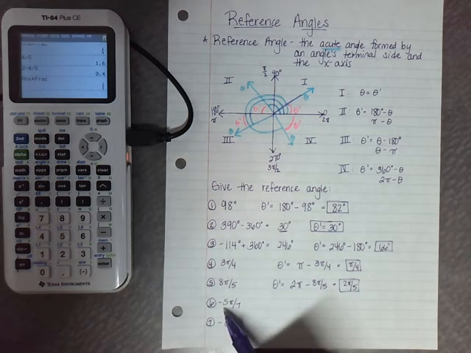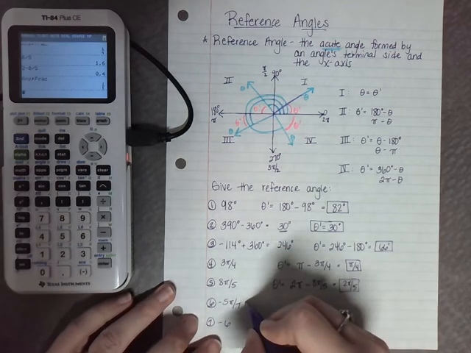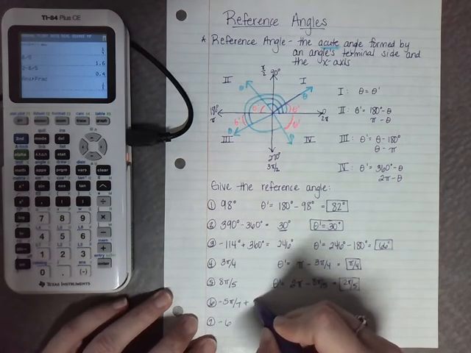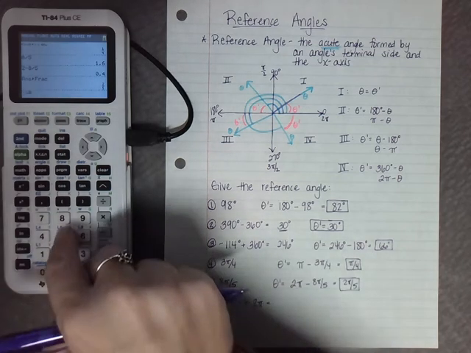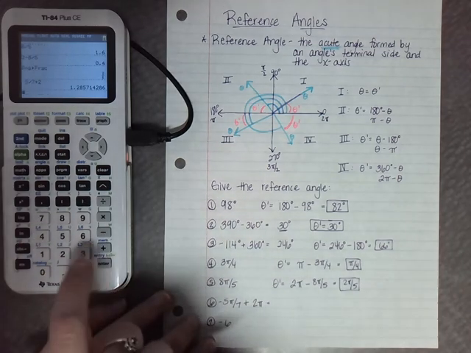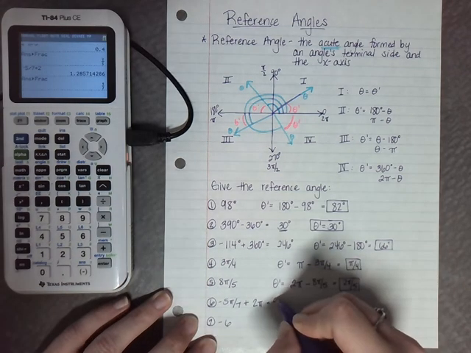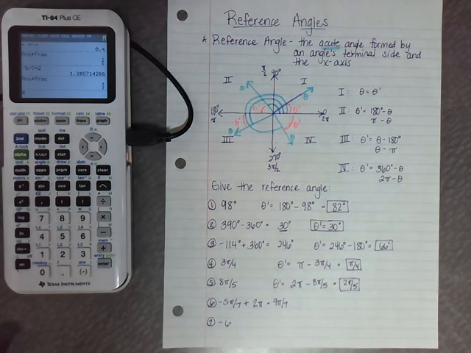All right, number 6. Our angle, or our theta, is negative 5 pi sevenths. Let's go ahead and get that as a positive angle. Positive angles are easier to deal with, so we're going to add a revolution. A revolution is 2 pi. So we have negative 5 sevenths. We're going to add 2 to that. Change that to a fraction. It gives us 9 sevenths. So 9 pi sevenths is our angle, our theta.